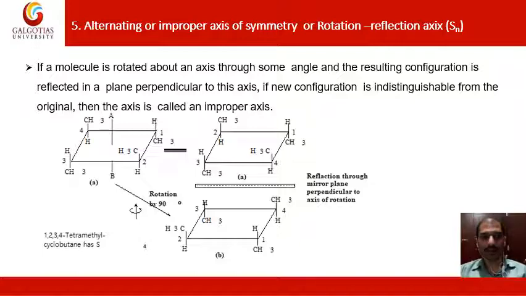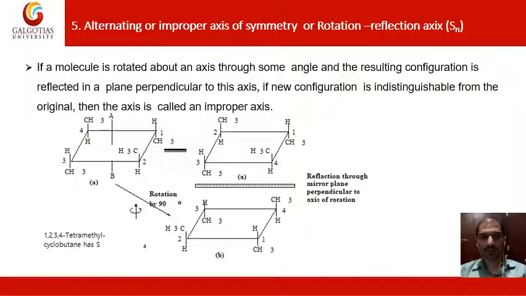Another important operation, which also matters during various chemical reactions and plays a very important role in whether the reaction will proceed forward or not, or at what rate it will be accomplished, can be looked at with the help of another type of symmetry operation: the alternating or improper axis of symmetry, or rotation-reflection axis.